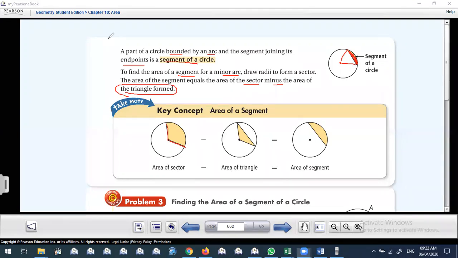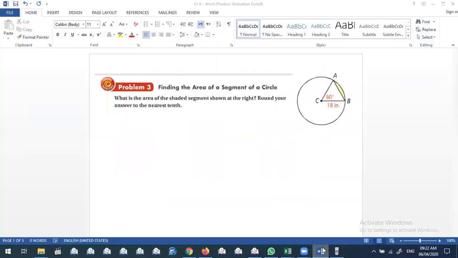Let's see the first exercise to understand this well. So again, area of the segment equals area of the sector minus area of the triangle. You will get the area of the segment. Example number 1. Find the area of the segment. What is the area of the shaded segment? I need to find the area of this segment.